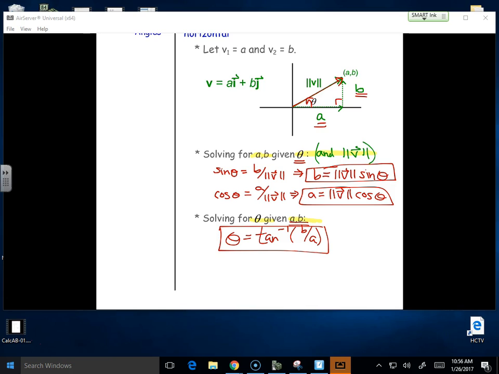Wait, why didn't I show the formula for magnitude? How do you find magnitude given A and B? Oh, we've already talked about that, haven't we? Magnitude is just the Pythagorean theorem, square root of a squared plus b squared. So I didn't rewrite that one because we technically already wrote them down and figured them out.